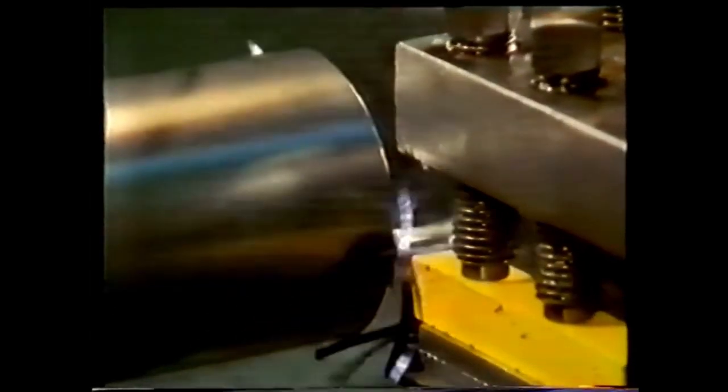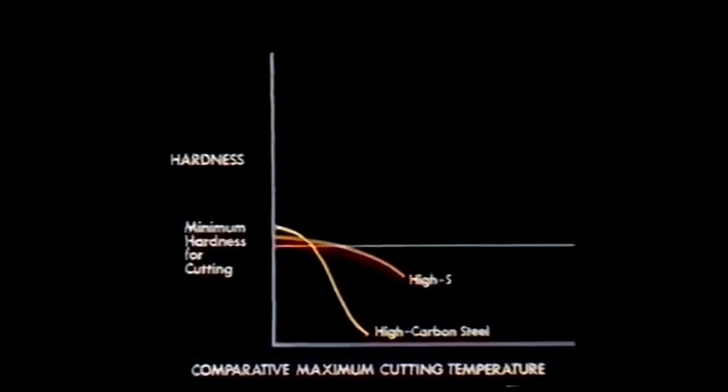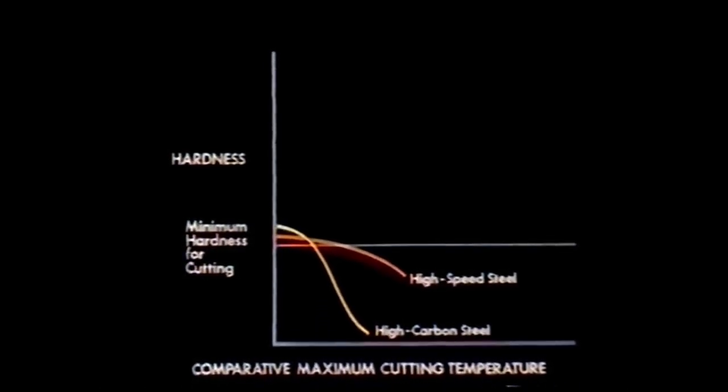High-speed steel was introduced earlier this century and is the most commonly used material for making cutting edges on machine tools. Although at room temperature it's not as hard as high-carbon steel, it retains its hardness and has excellent red hardness at cutting temperatures up to 600 degrees centigrade.